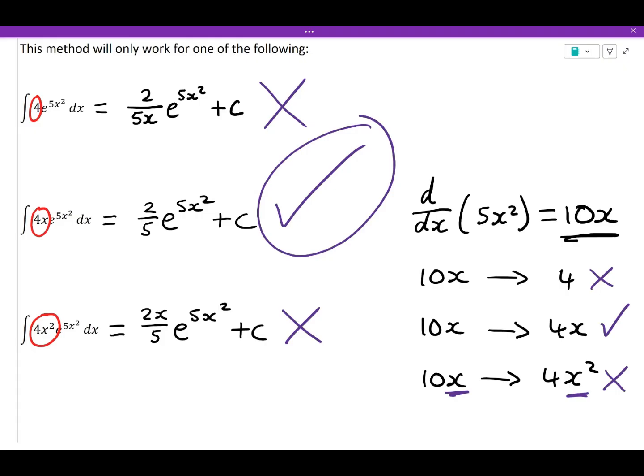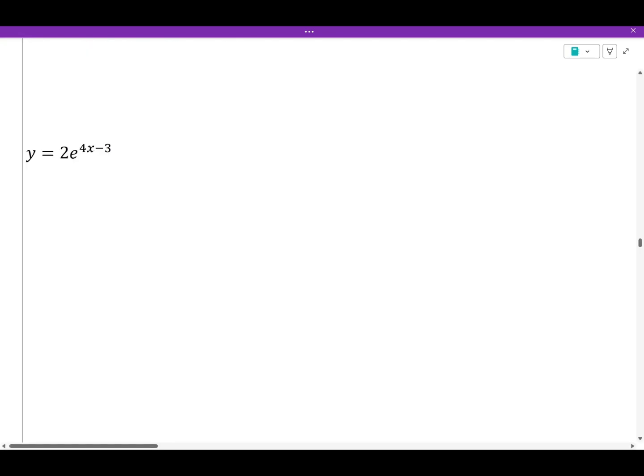So now let's practice using this check and have a think about the quickest way to integrate a function involving e using the reverse chain rule. So to come up with our quickest way of integrating, we're just going to have to consider differentiation again and clearly write out every single step I do whilst differentiating.